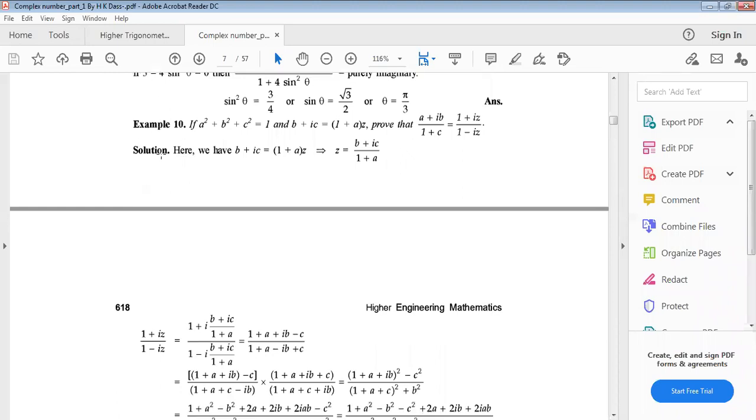And now example 10. If a square plus b square plus c square equals 1 and b plus ic equals this, we have to prove this condition: a plus ib divided by 1 plus c equals 1 plus iz divided by 1 minus iz. We are given two conditions, then we have to prove this condition. From the given conditions, b plus ic equals 1 plus az. But from here, z equals b plus ic divided by 1 plus a.